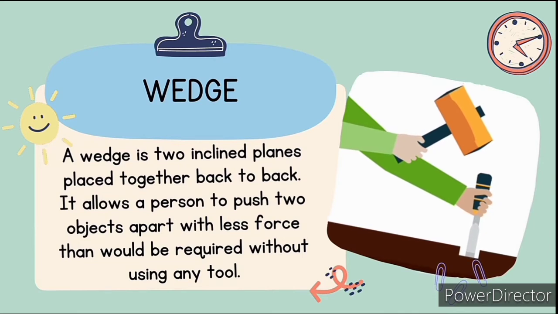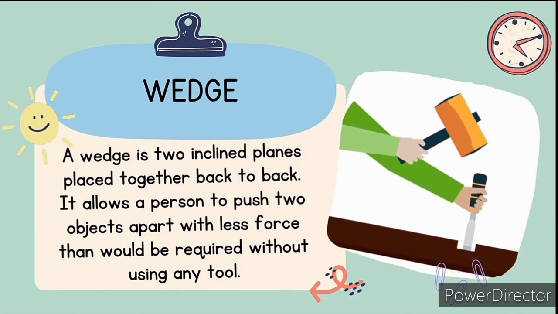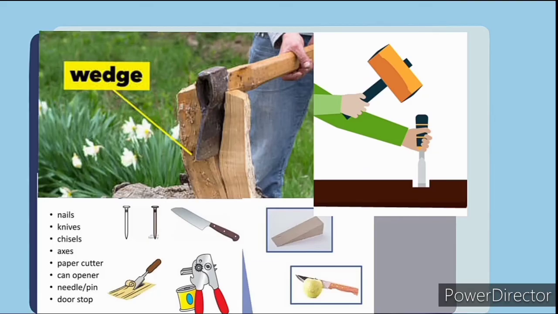Now the next simple machine we'll be looking at is the wedge. What did I say? Wedge. A wedge is two inclined planes placed together back to back. A wedge allows a person to push two objects apart with less force than will be required without any tool. So if you were to push the object all by yourself without using any tool, there will be much force, much effort applied. But when you are using a wedge, it just separates or pushes the object apart with lesser force and lesser effort.